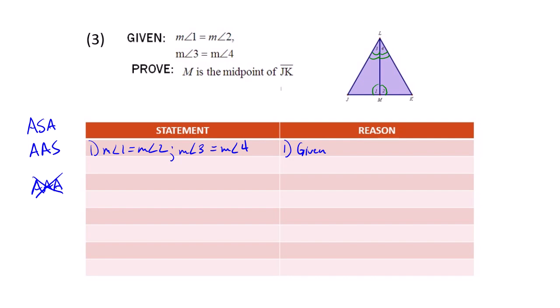All right, so of the two, it looks like the reflexive property is an easy thing to see on this triangle, right? We can see that LM is congruent to itself, right? So we can say side LM is congruent to side LM. And the reason why is reflexive property.